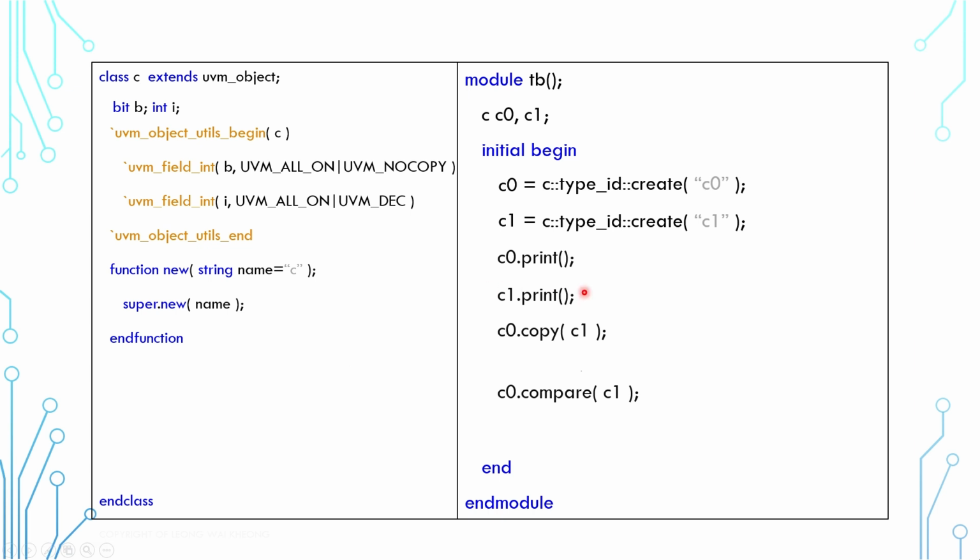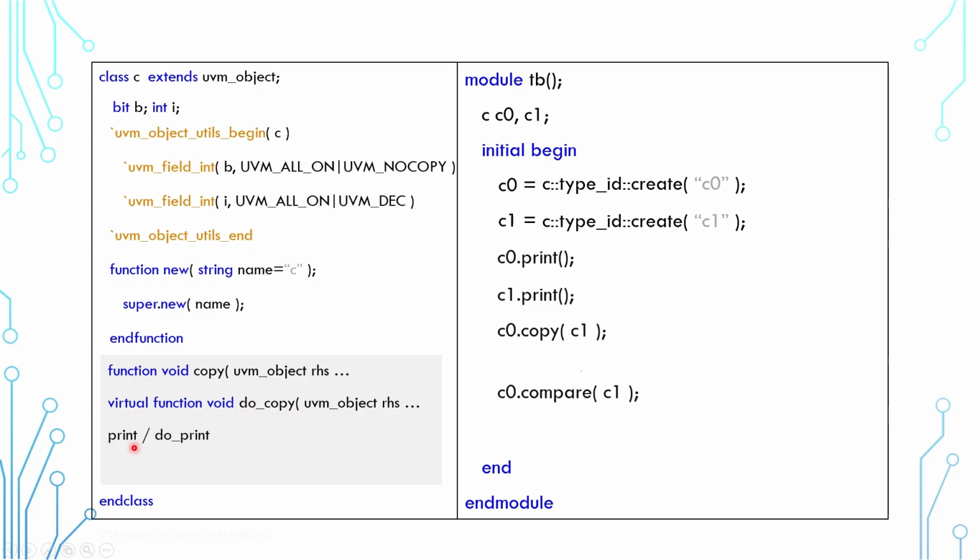Now, one more thing before we go. If you have noticed, I have used different naming on the function. For example, I've used copy and I've used do_copy. And the reason for that is because in UVM object, there are these two functions, copy and do_copy, print and do_print, compare and do_compare. The one without do underscore is a higher level one and should be used by a class object. The one with the do underscore is a lower level one, and in my opinion, they should not be called directly. Basically, copy will call do_copy, print will call do_print, and compare will call do_compare.